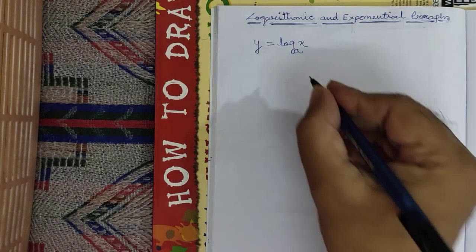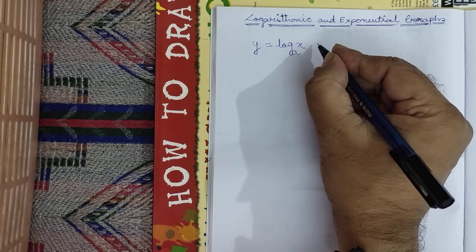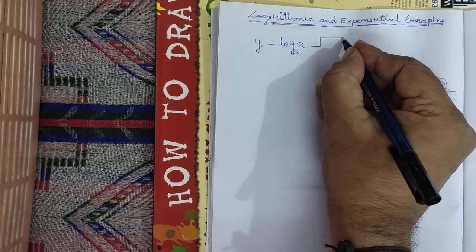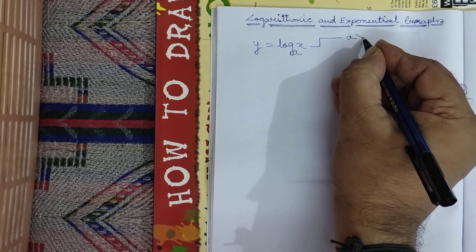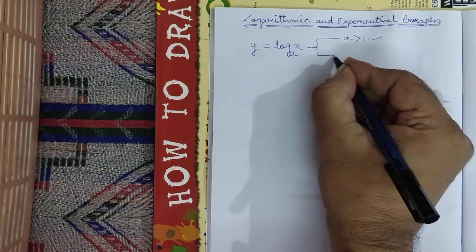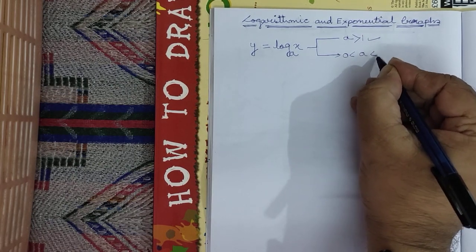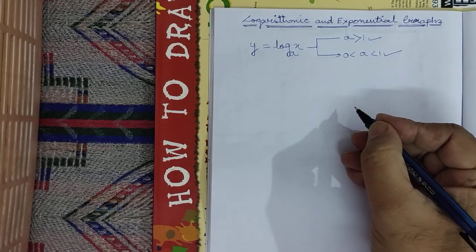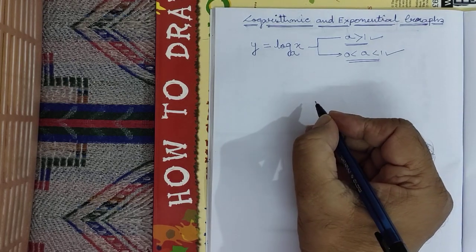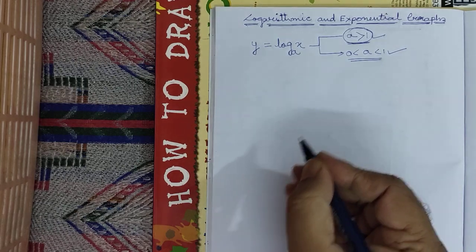So remember, this base is always greater than 0, it is always positive. However, if this base is greater than 1, the graph behaves one way, and if this base a is between 0 and 1, the graph behavior will be different. So these two conditions I will take separately. First of all, let us take this condition.